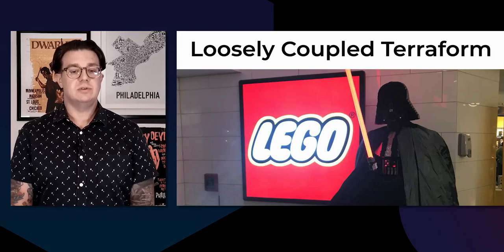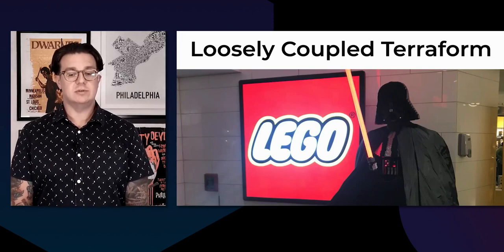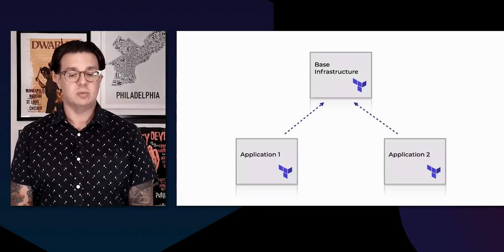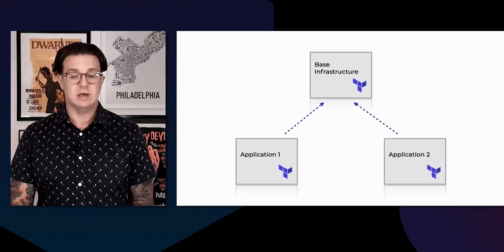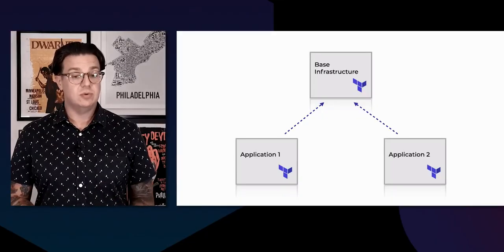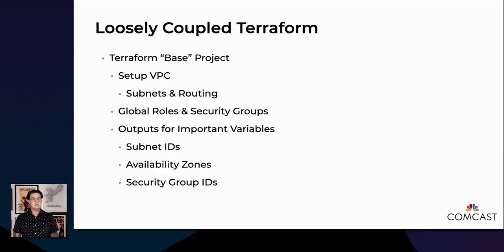Another pattern we use is loosely coupled Terraform projects. What does that mean? We use multiple layers for our Terraform projects. We have our AWS accounts, then we have a project for our base infrastructure, and on top of that, we have multiple application projects that we can run in there. Each of these applications can live in its own code base. These applications don't need to know about each other, and they can be deployed independently. This gives us a lot of flexibility in how we develop things.